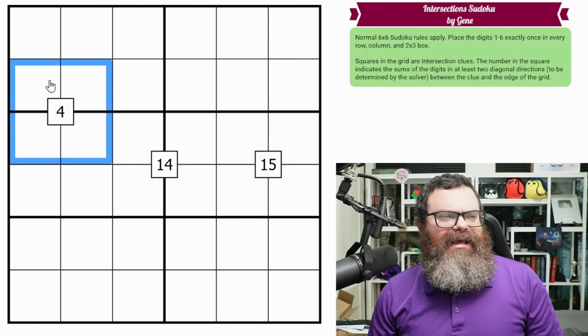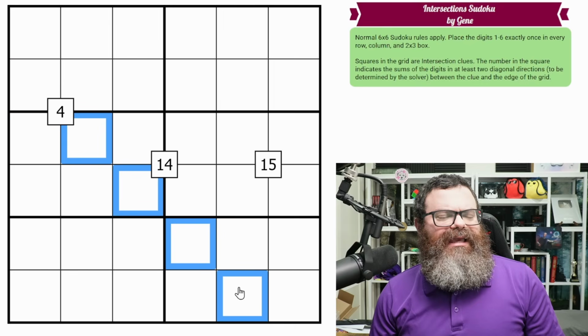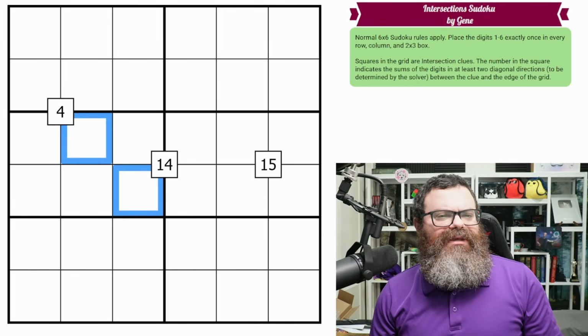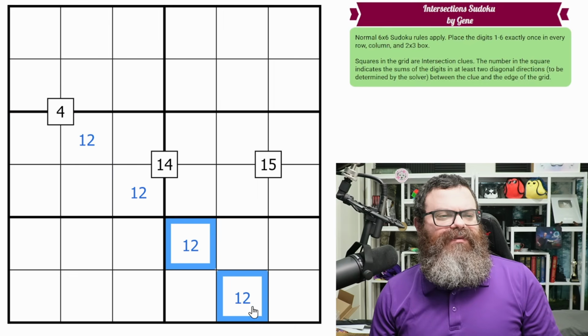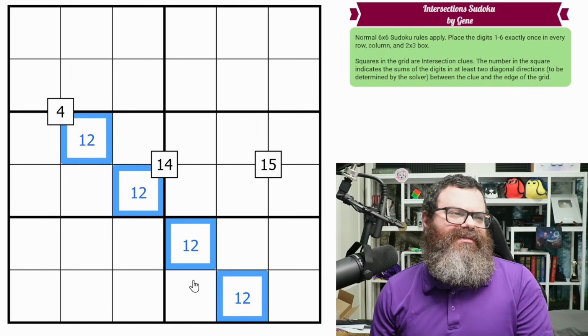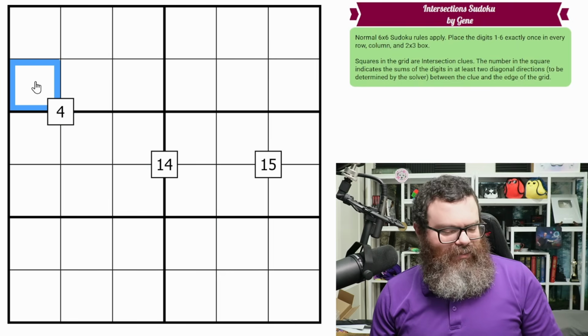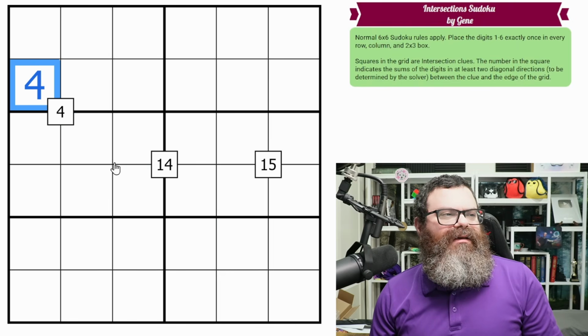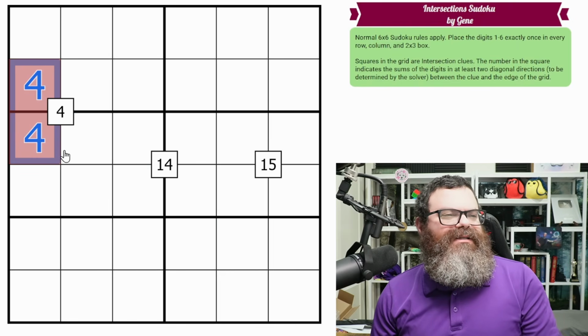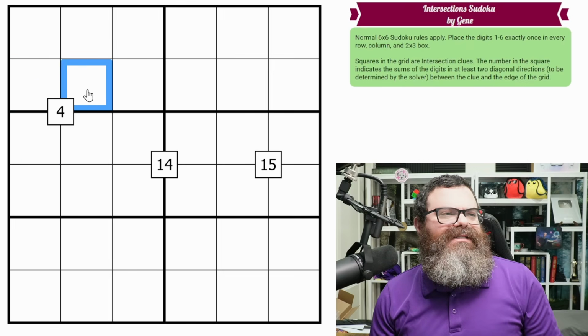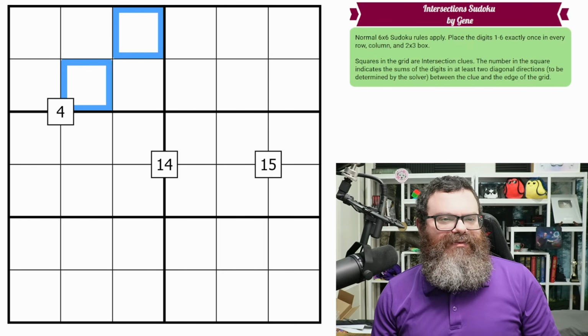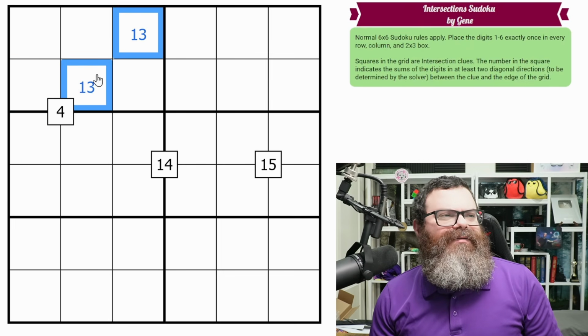Okay, the 4 draws my eye, because this diagonal cannot add to 4. The minimum here would be a 1-2 pair because of the box. Minimum here would be a 1-2 pair. That adds to 6. So this is not the diagonal. Now, this diagonal and this diagonal would have to be a singular 4. But we can't do both of them because that would share a 4 in the column, which means that this diagonal is definitely used, and it's a 1-3 pair.